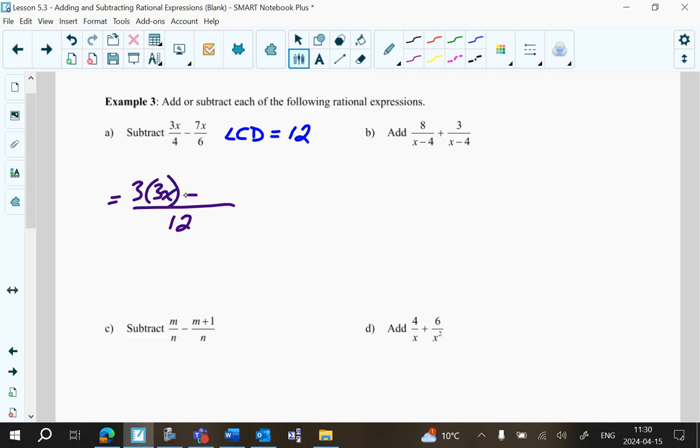Subtract. What do I multiply the second one by? 2.